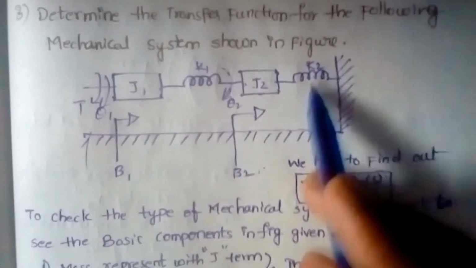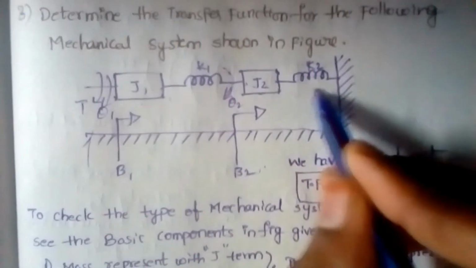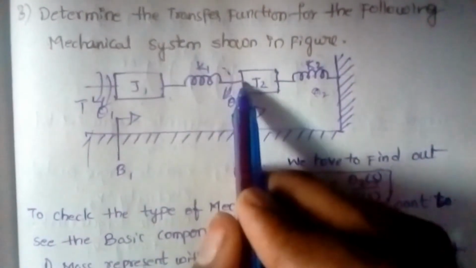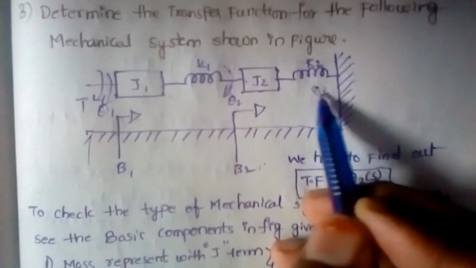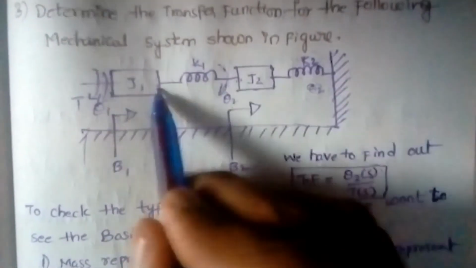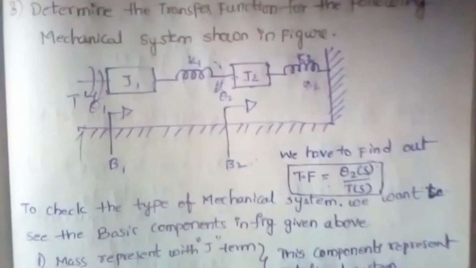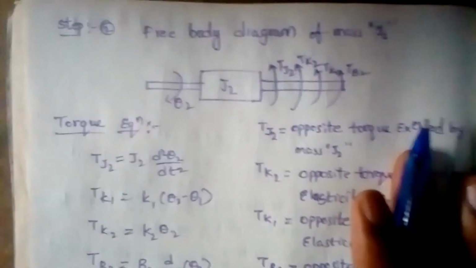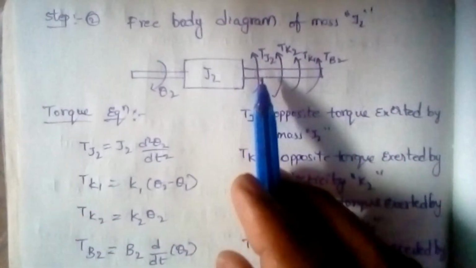I said, only reference means this is K2, now theta 2 will come. These are the two sides now. Theta 2 is dominating, and theta 2 minus theta 1 is there for this spring. As I said, that's all. So we have the free body diagram for mass J2.